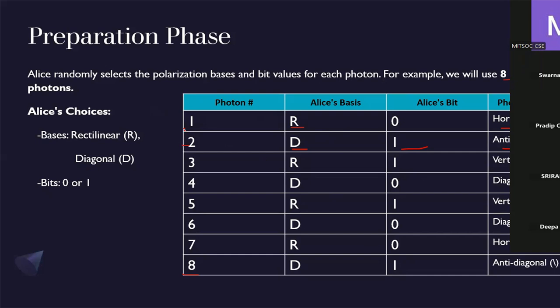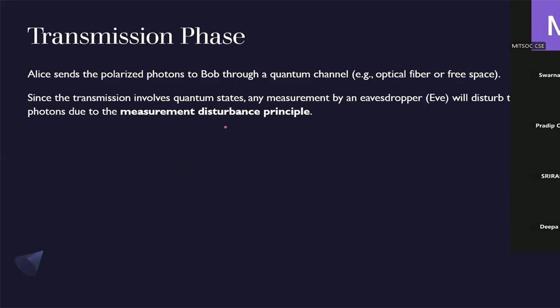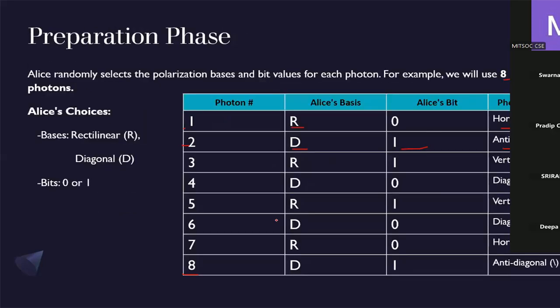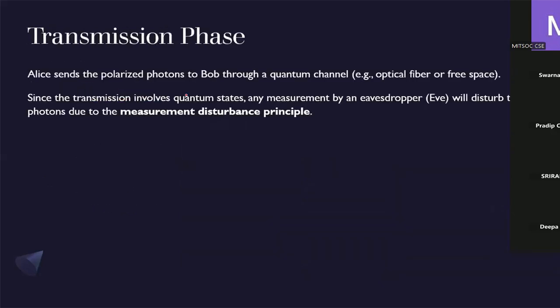R and D represent what? Rectilinear or diagonal. And here we have seen also the horizontal, vertical, diagonal, and anti-diagonal. These are the 4 photon polarization states, right? Now this preparation phase is completed. Now we'll move to the transmission phase. So Alice, after preparing all 8 photons, what will she do? She will send those photons to Bob through a quantum channel, right?